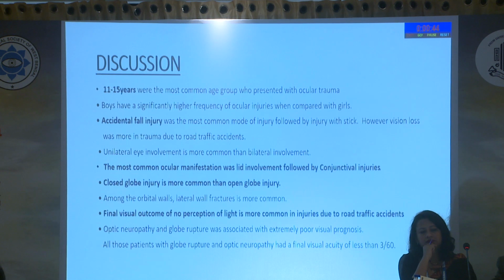Discussion was seen that 11 to 15 years were the most commonly involved age group. Boys were mostly involved. Accidental fall injury was the most common cause of the injury. Unilateral involvement was more common than the bilateral involvement. The most common ocular manifestation was lid involvement, followed by conjunctival injuries. Closed globe injury was mostly seen. The final visual outcome of no perception of light was more commonly seen in road traffic accidents.